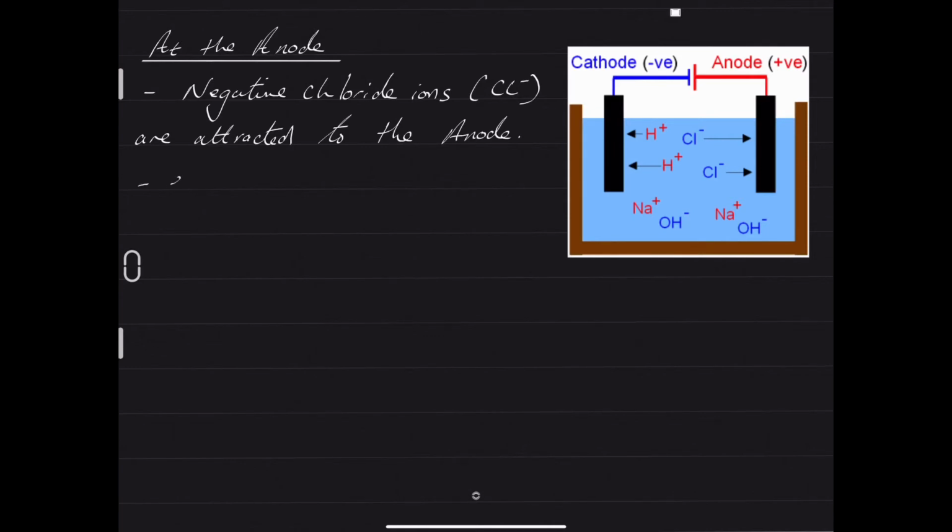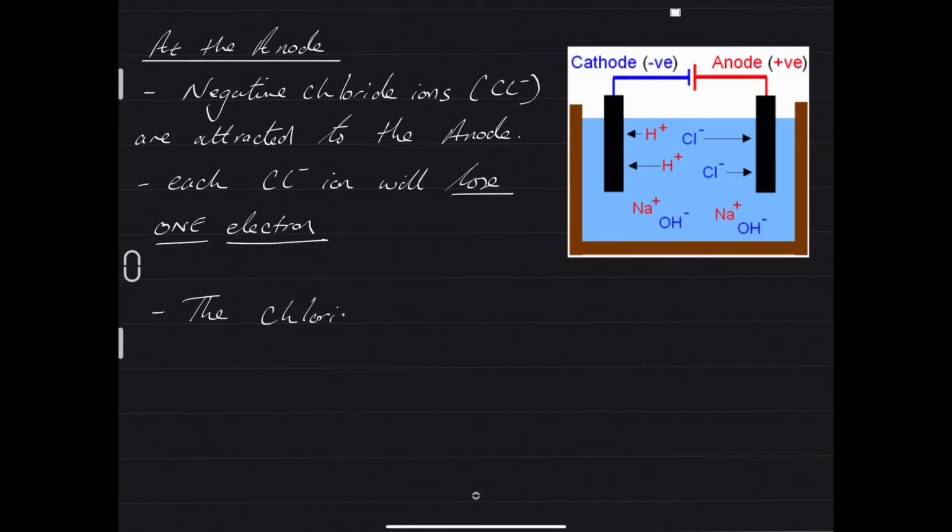So each Cl minus ion will lose one electron. Okay, so each chloride ion will lose a single electron when it reaches the anode. The chloride ion is oxidized.